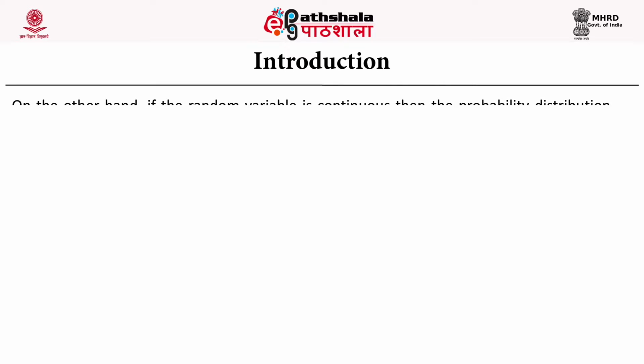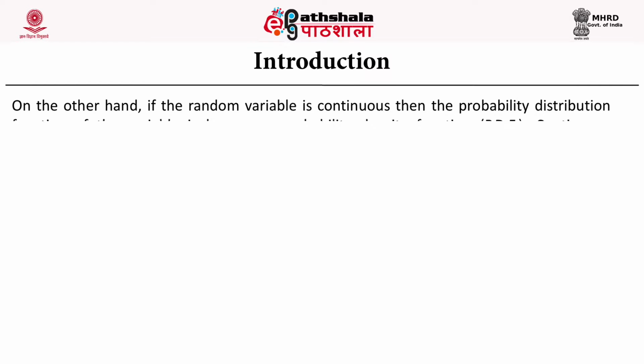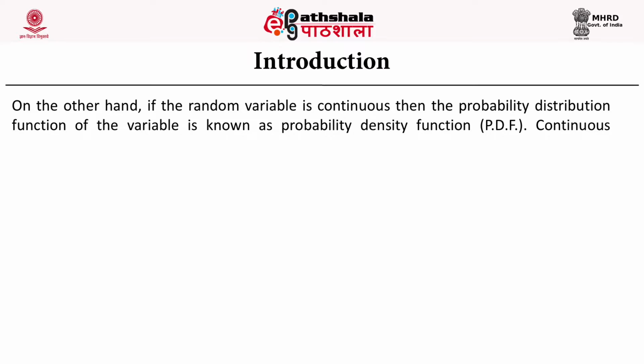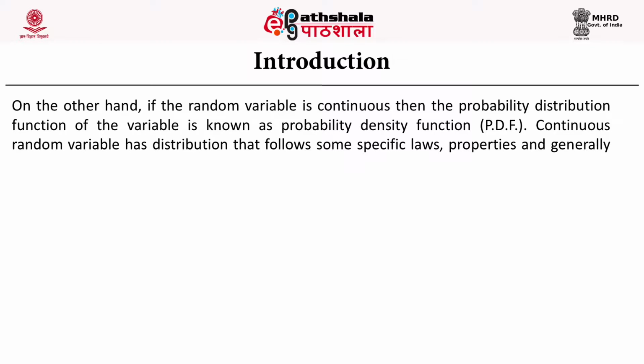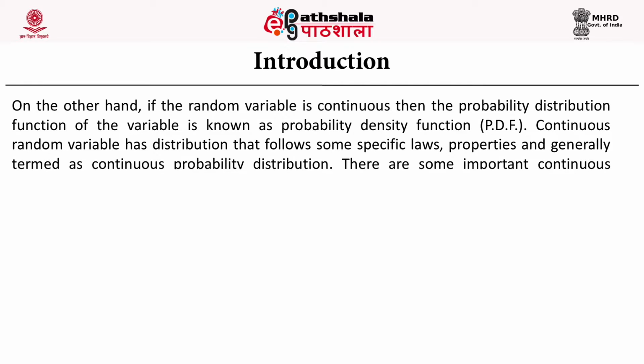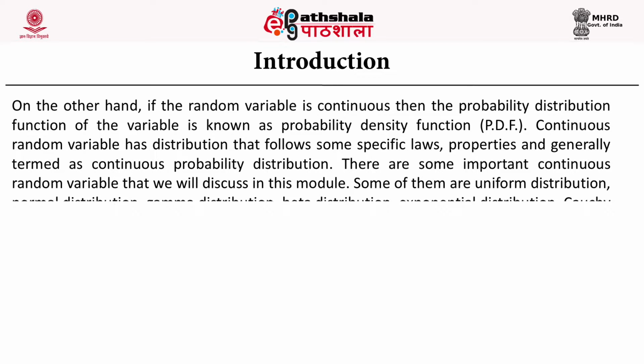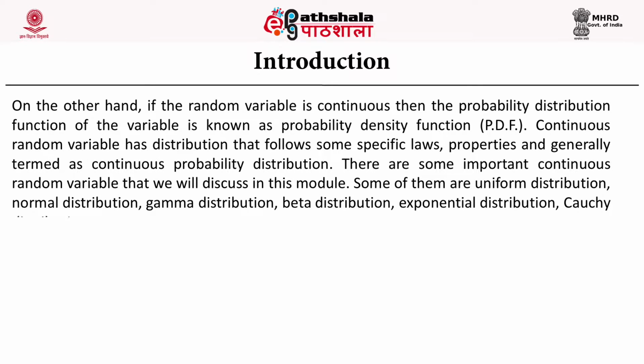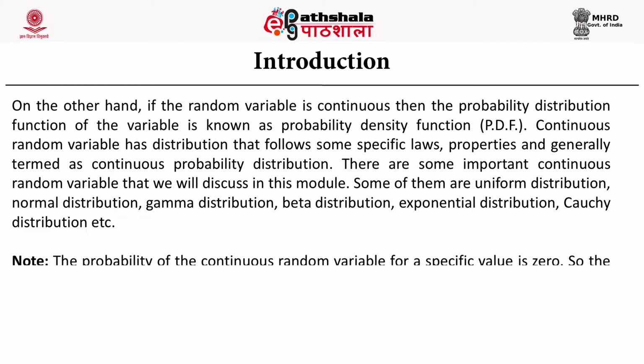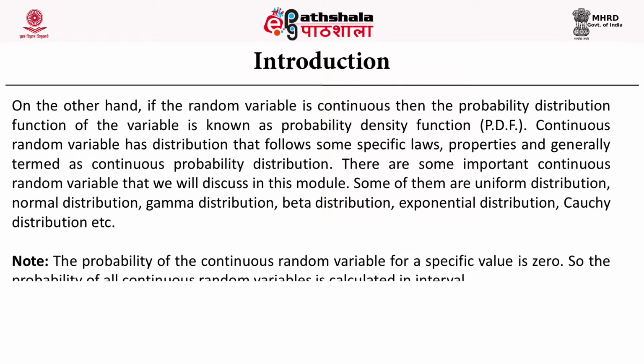On the other hand, if the random variable is continuous, then the probability distribution function of the variable is known as probability density function. A continuous random variable has a distribution that follows some specific laws and properties, generally termed a continuous probability distribution. Some important continuous distributions that we'll discuss in this module are uniform distribution, normal distribution, gamma distribution, beta distribution, exponential distribution, Cauchy distribution, etc. Note, the probability of a continuous random variable at a specific value is 0. So the probability of a continuous random variable is calculated over an interval.